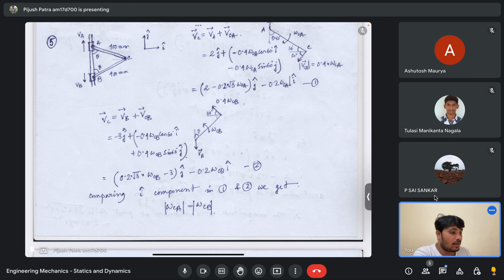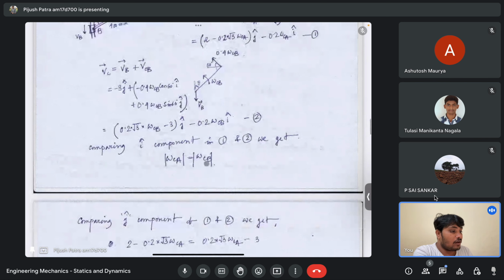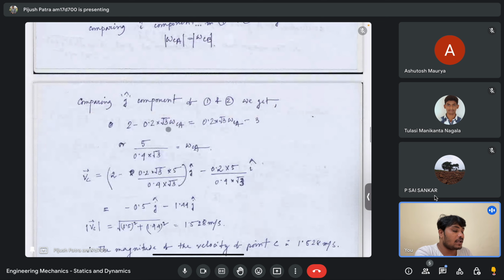So what is coming, if I compare the I component with the I component, I am getting that omega CA is equals to omega CB. That means the angular velocity of both the rods are the same in this case, the magnitude wise, not the direction wise, that you need to understand, okay. Now again I will compare the J component. Now if I do the J component here, and I already know that omega CA is equals to omega BC, then I can calculate what is the omega CA or omega BC.